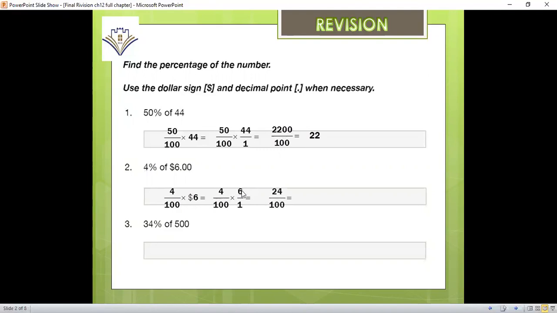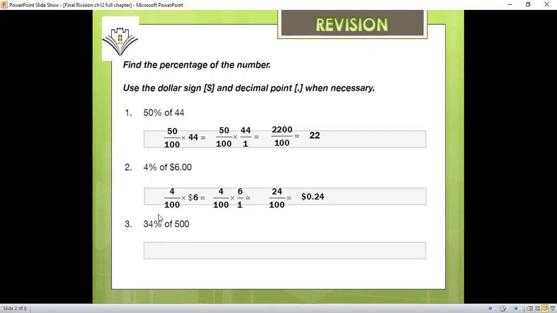And we can simplify, or multiply numerators and denominators. Then 4 multiplied by 6 equals 24. And 100 multiplied by 1 equals 100. Then 24 divided by 100 means 24 hundredths. $0.24.